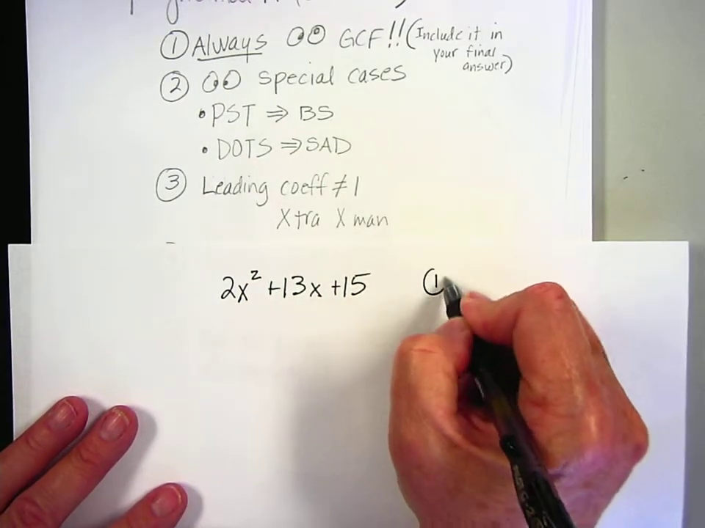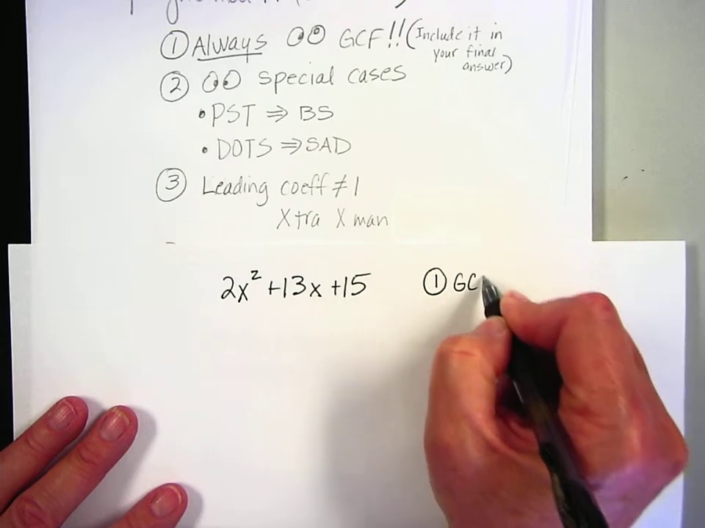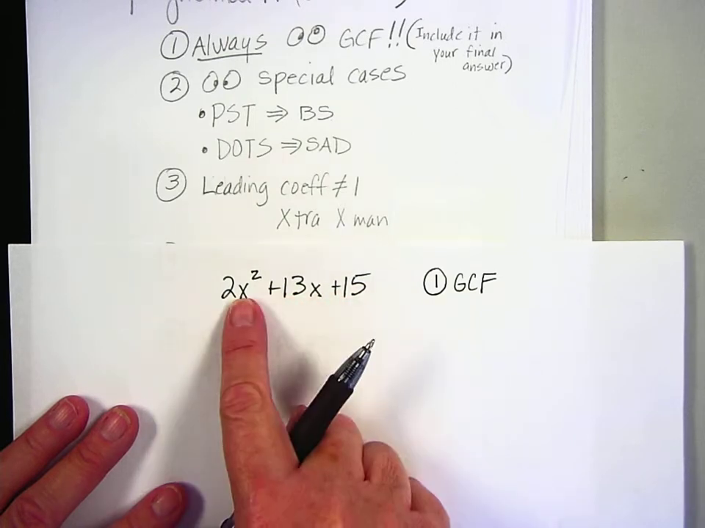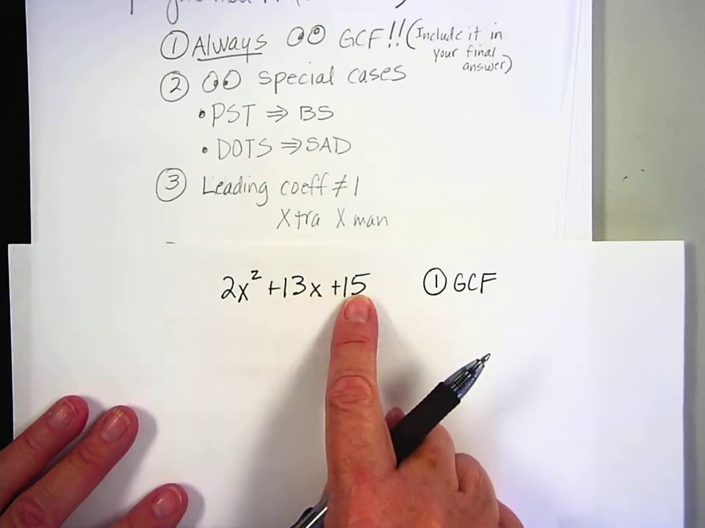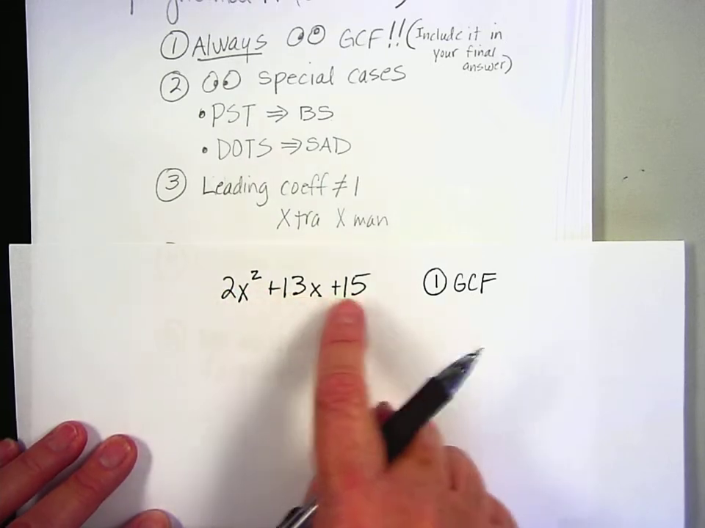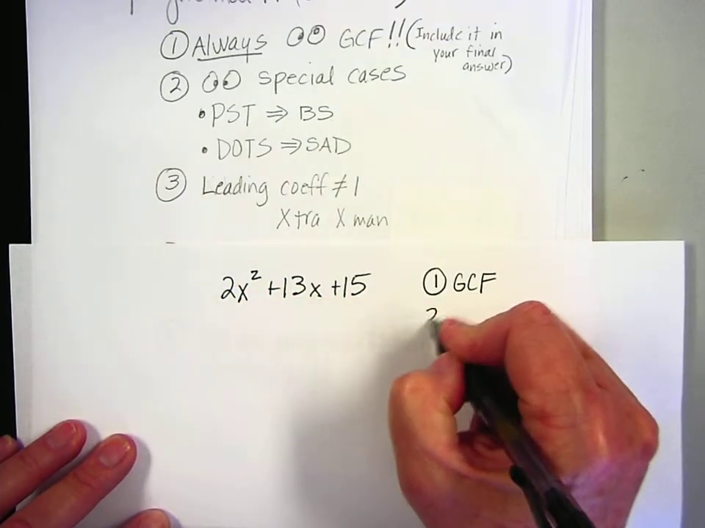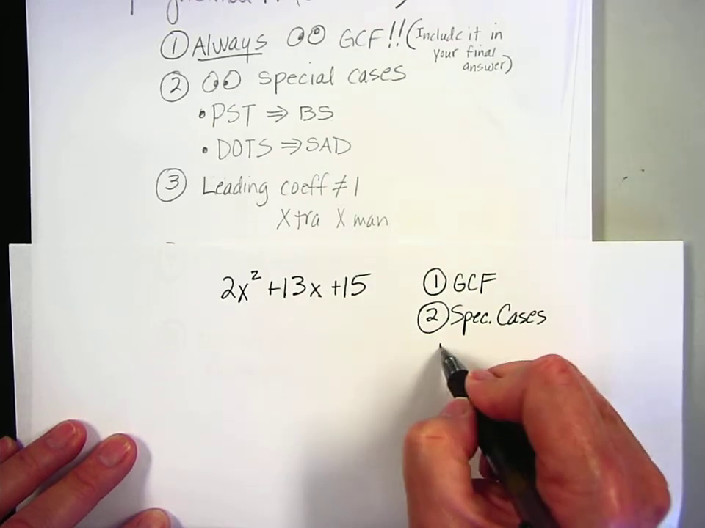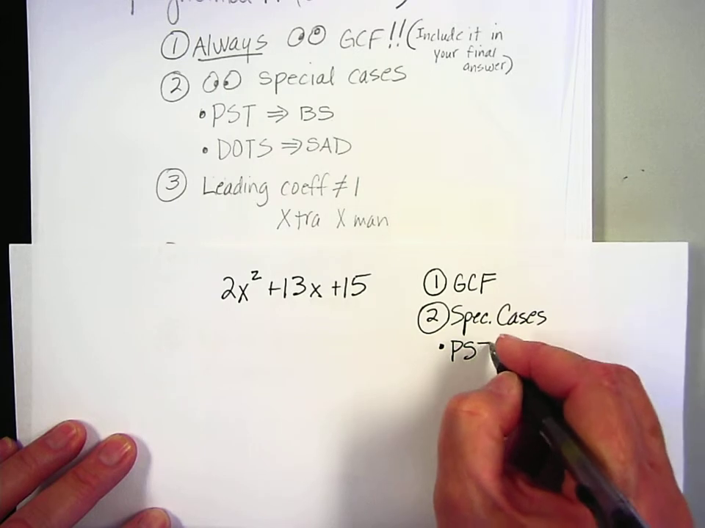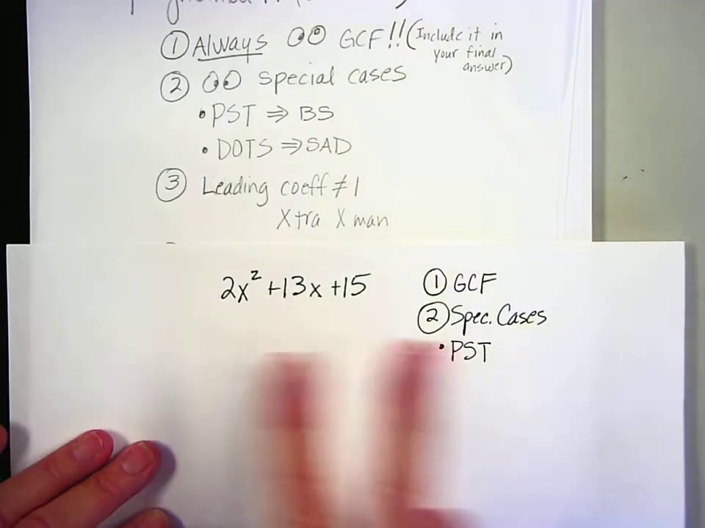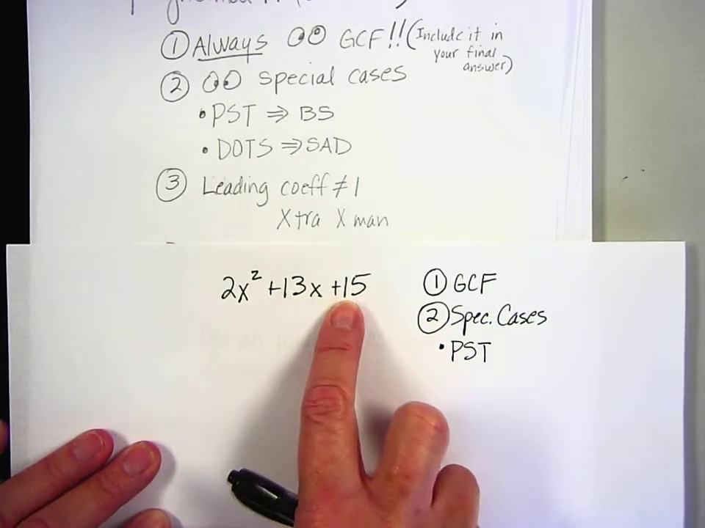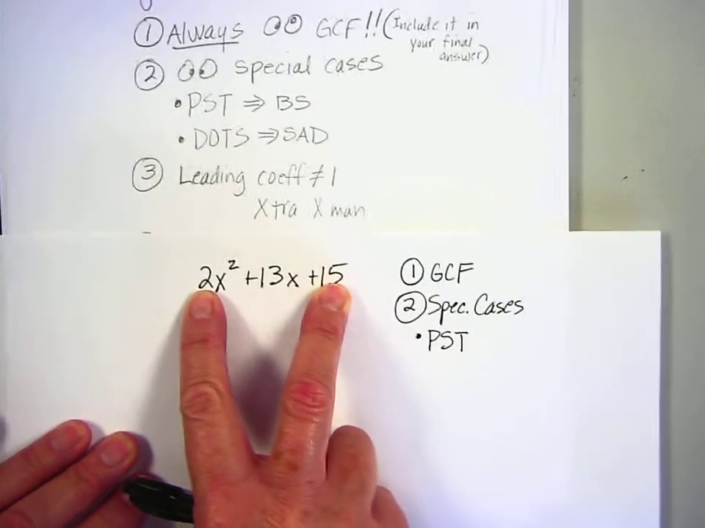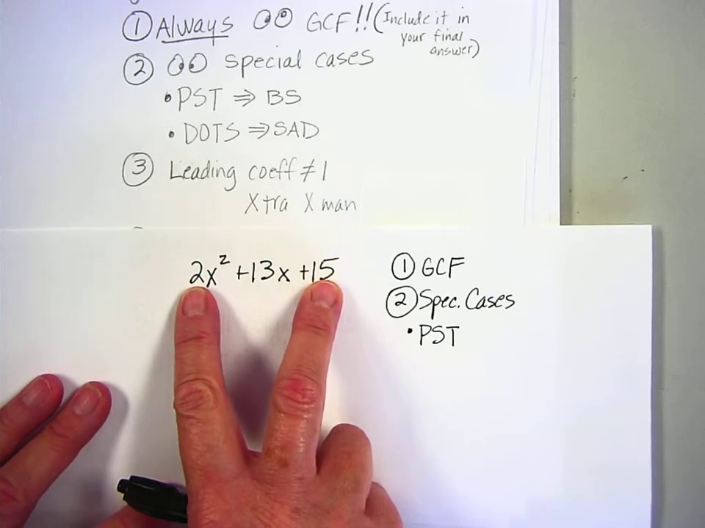Step number 1, always, always, always look for a GCF. 2, 13, and 15 don't have factors in common, and these don't all contain an x, so there's nothing I can take out of all three of these terms, so there's no GCF. Number 2, special cases. The first special case we look for is a PST, perfect square trinomial. Has to be a trinomial, which it is. These have to both be square numbers. Well, they're not, so I know already it's not a PST.